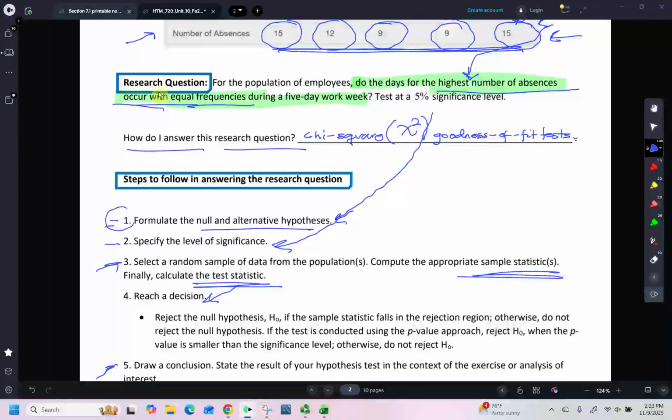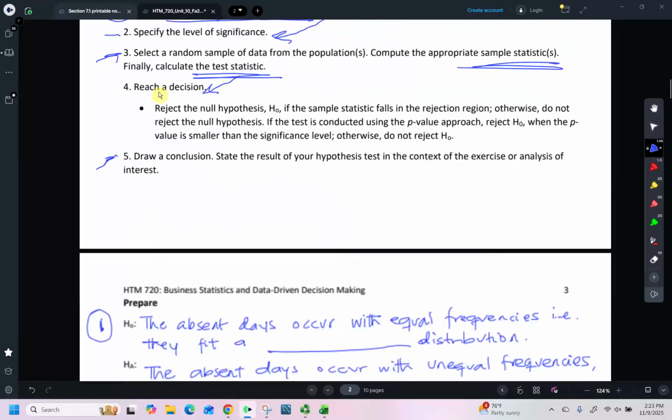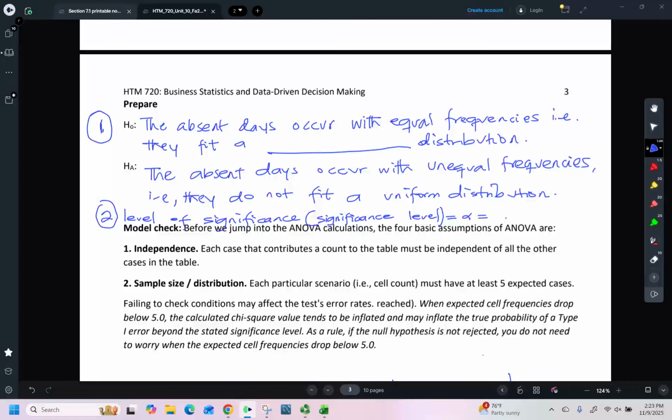So to begin with, we want to look at the null and the alternative hypothesis. In this case, the null hypothesis will indicate that the absent days occur with equal frequencies. In other words, it's the hypothesis of no difference. And that means that they fit a uniform distribution.